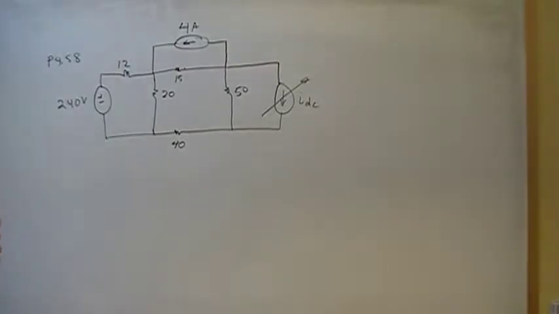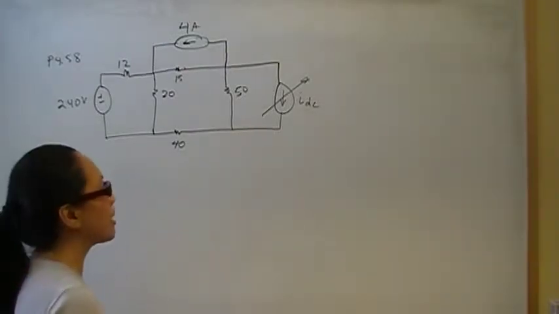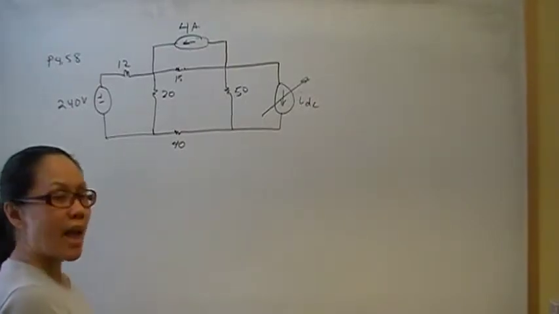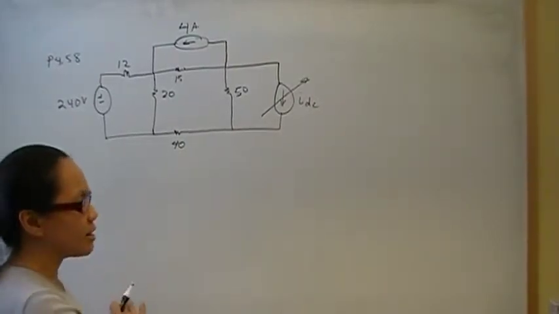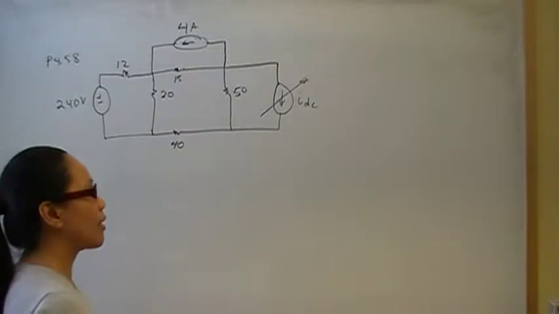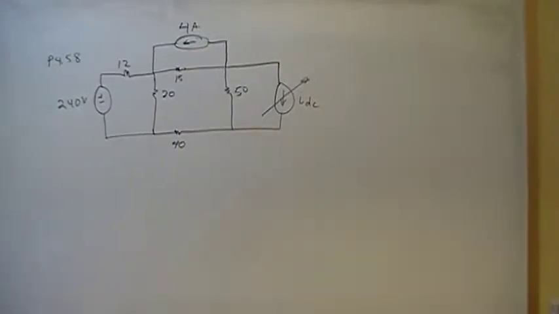What happened was I spent too much time on it, and I kept coming up with 4 variables and 3 unknowns, and then I decided to scrap that and try the node method, and the node method ended up being much easier. Even though it didn't look like it would be, it did end up being easier. So let's go ahead and choose a node voltage method.